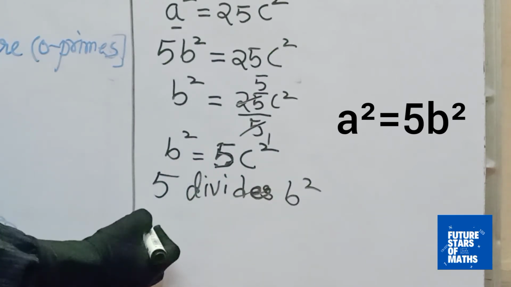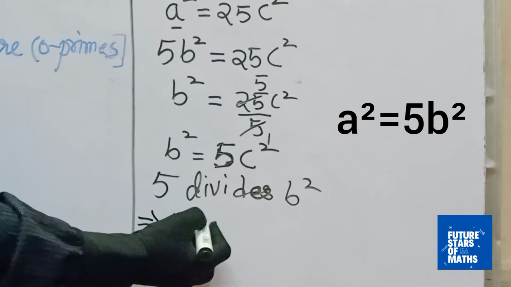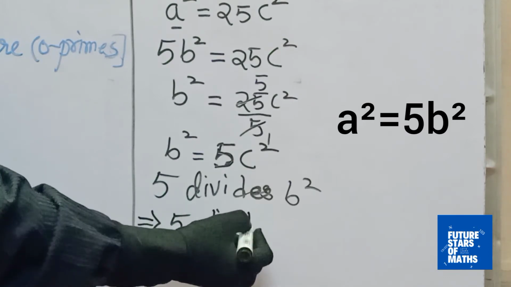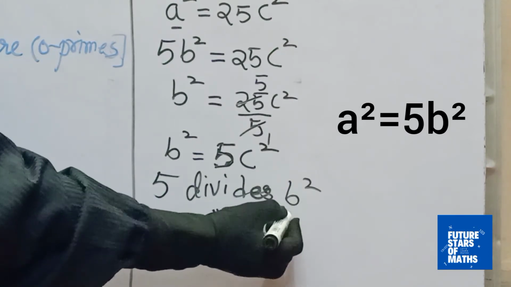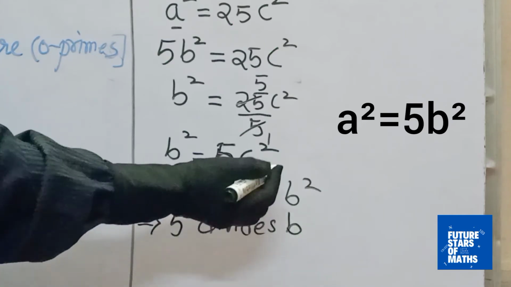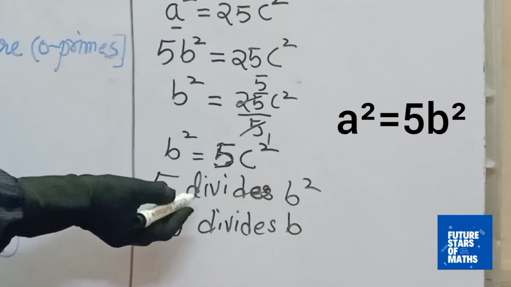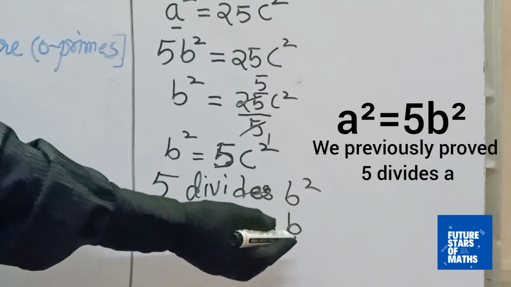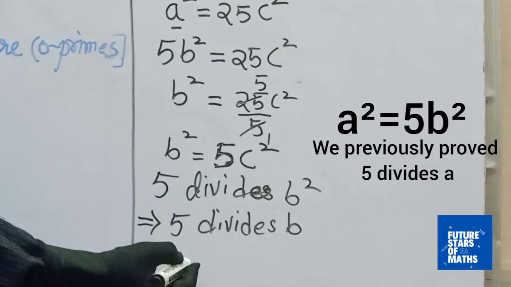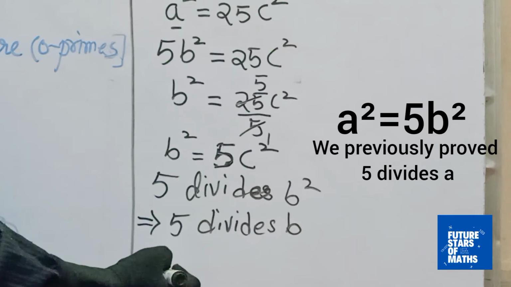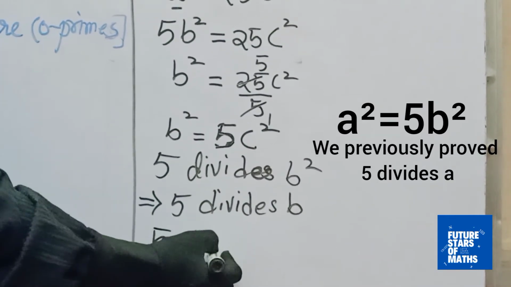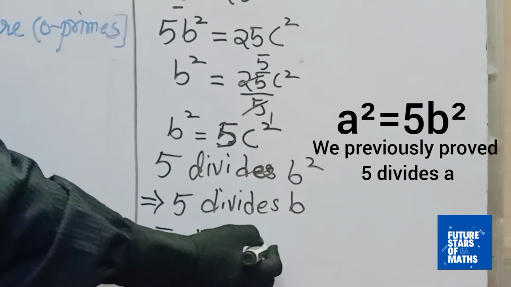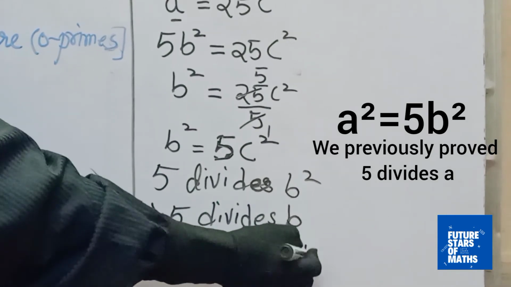From the theorem, what can we say then? 5 divides b. If it divides b square, then it will divide b also. Okay. But what did we get previously? We got 5 divides a. Now we are getting 5 divides b. So what can we say? 5 divides both a and b.